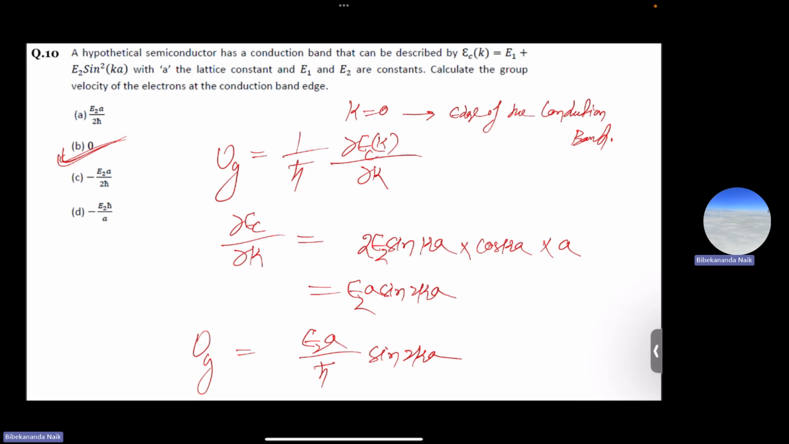So the question was, for a hypothetical semiconductor, a conduction band was described by a relation Ec equals to E1 plus E2 sine square Ka, where a was the lattice constant, E1 and E2 are constants. So we need to calculate the group velocity, and we know the group velocity is given by 1 by h cross del Ec by del k. If you calculate and put the value of k at the edge of the conduction band, that is 0, the group velocity will be 0. So I hope this is clear to you.